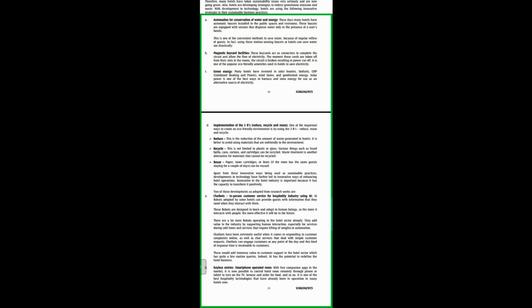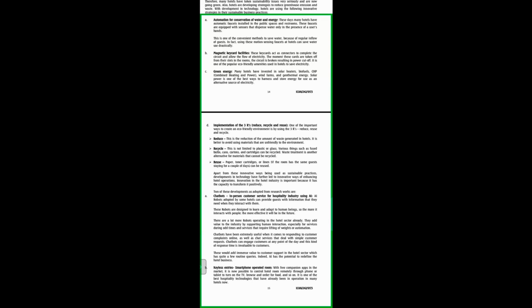One of the important ways to create an eco-friendly environment is by using the 3 R's: reduce, reuse, and recycle. Reduce: this is the reduction of the amount of waste generated in hotels. It is better to avoid using materials that are unfriendly to the environment.